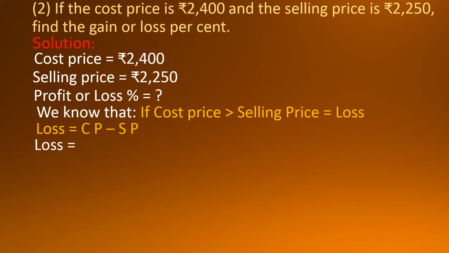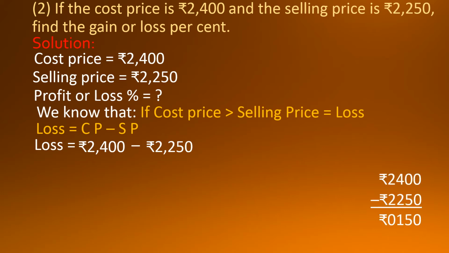Now put the value. CP is equal to rupees 2400. So write down rupees 2400. Then write the minus sign as it is. And SP is equal to rupees 2250. So write down rupees 2250. Now do the subtraction. We get rupees 150. So loss is equal to rupees 150.